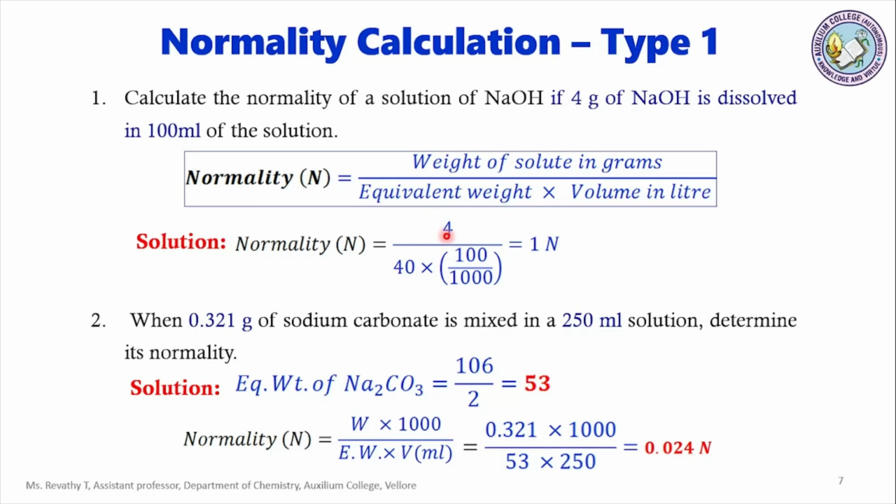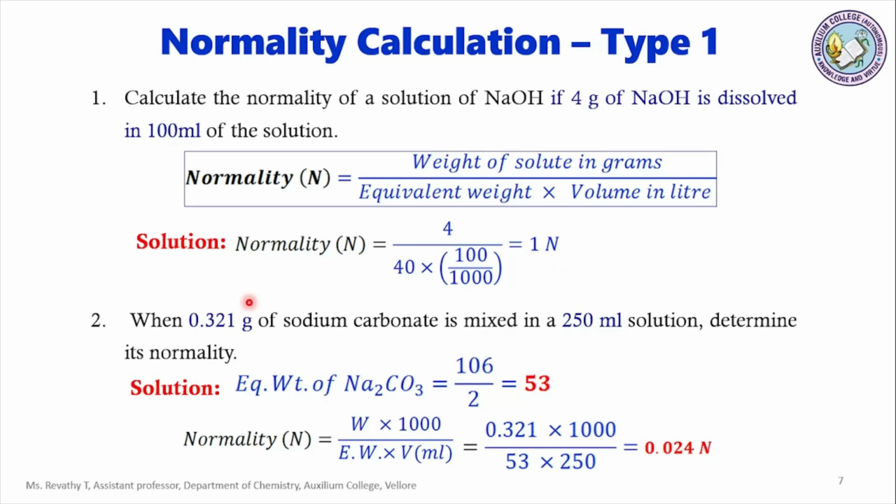See here, we are substituting the weight as 4 and equivalent weight. I taught you how to calculate it in the previous video. You can learn from that. Equivalent weight of NaOH is 40 and the volume in liter is 100 ml divided by 1000, which will give you the volume in liter. On substituting, you get the normality as 1N.